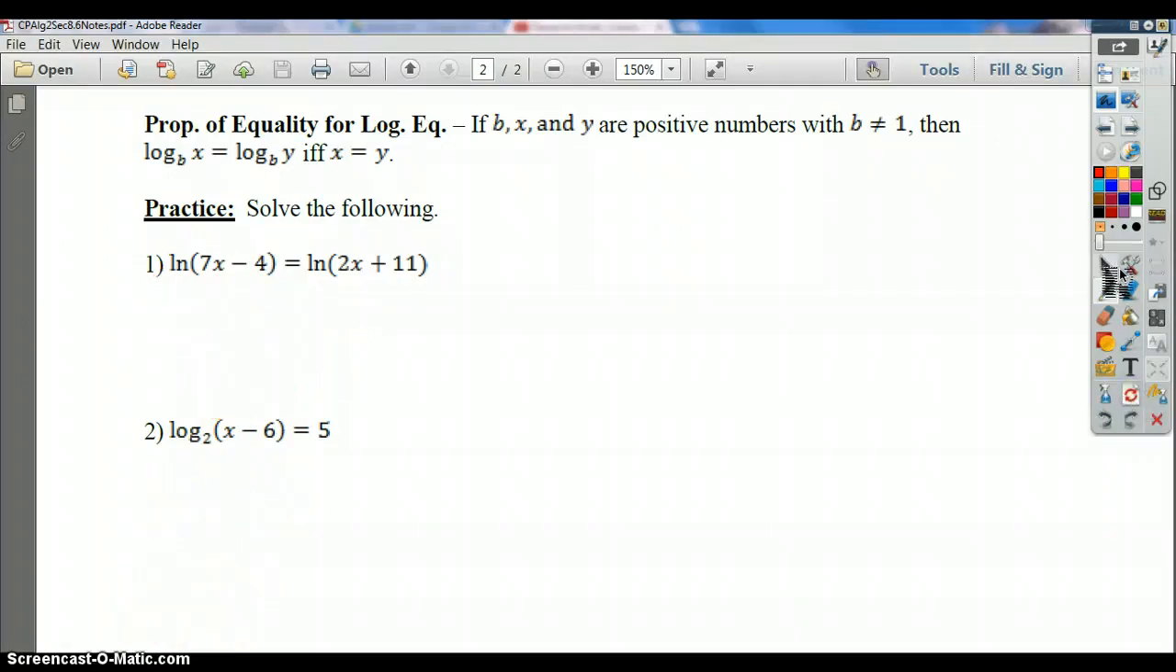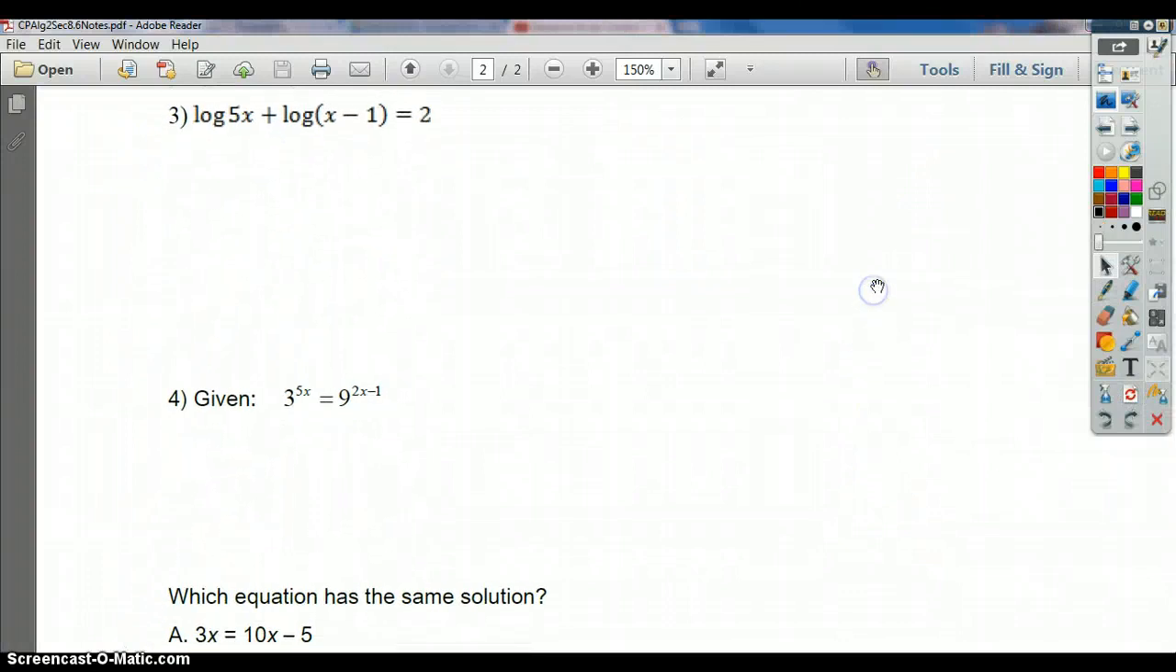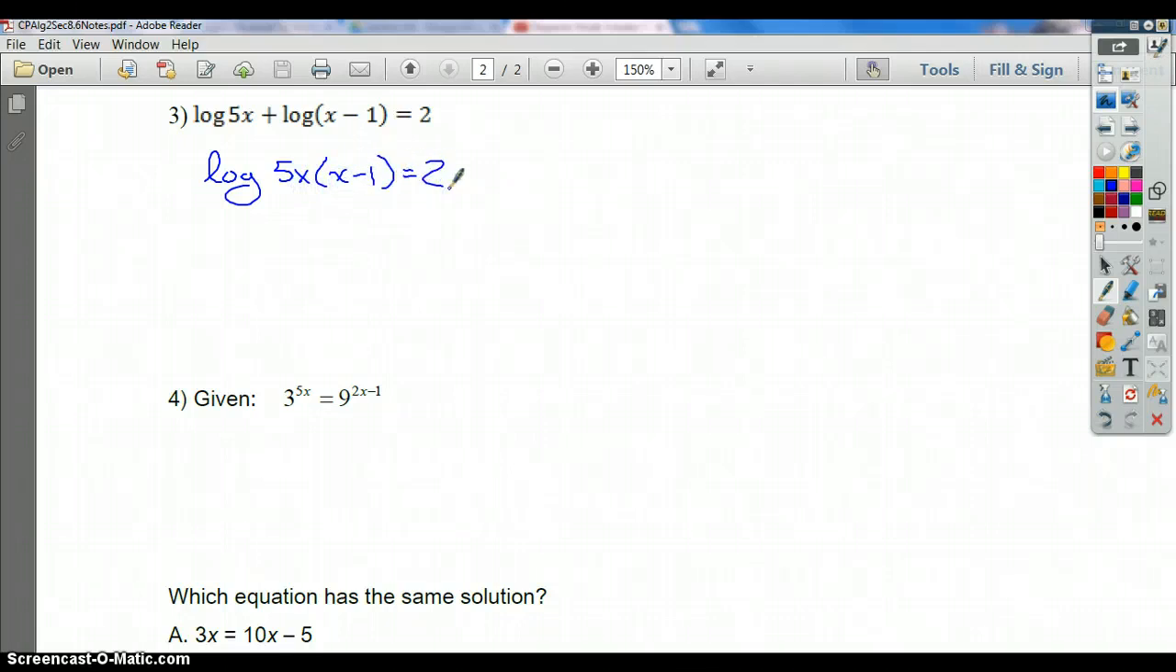All right, so we're going to shift up. Let's take a look at 3 here. This is where it gets interesting. Use your properties from section 5 here. Remember with logs, if you're adding, that's actually multiplication. So I can think of this as log of 5x times x minus 1, which also means that this is log of 5x squared minus 5x equals 2.